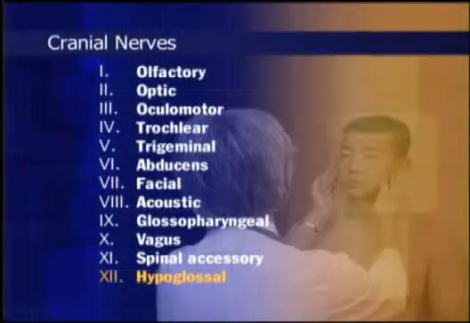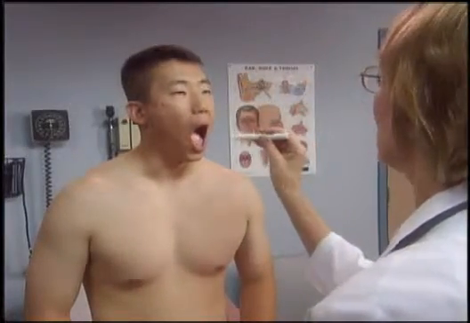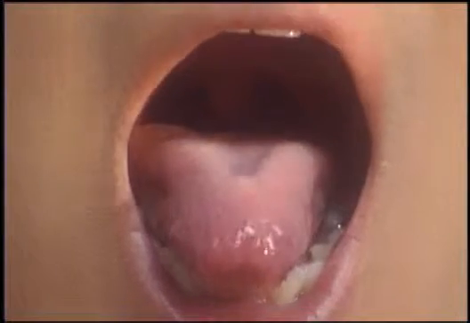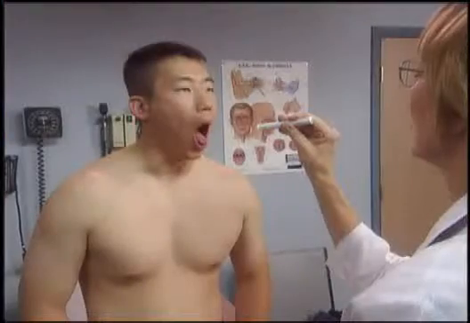Okay. Assess the 12th cranial nerve by inspecting the patient's tongue. Now I'd like you to open your mouth. Look for atrophy or fasciculations. Then, with the patient's tongue protruded, look for asymmetry and deviation from the midline. Excellent. Very good. This completes the assessment of the 12 cranial nerves.